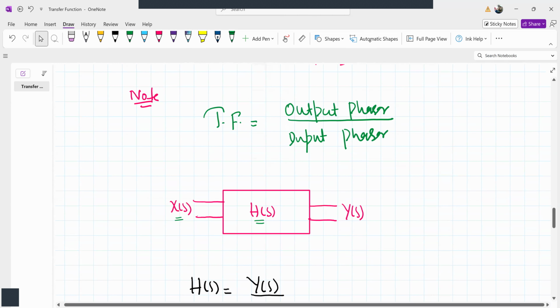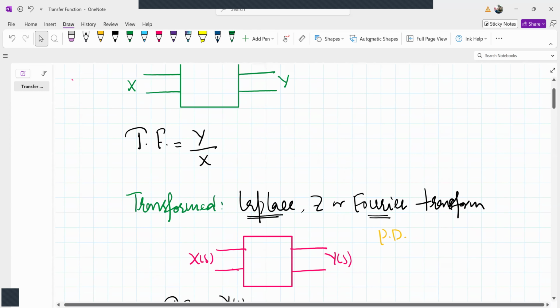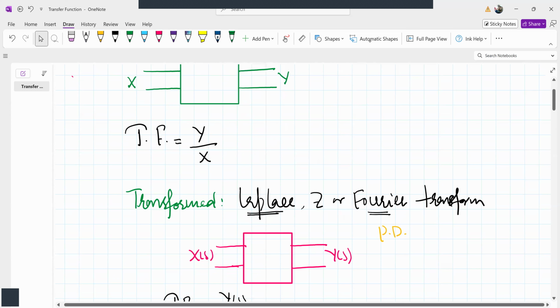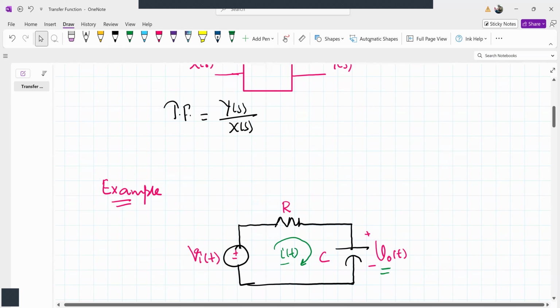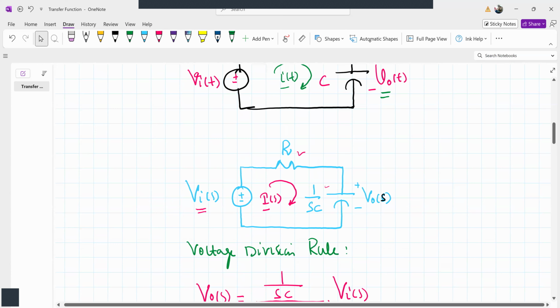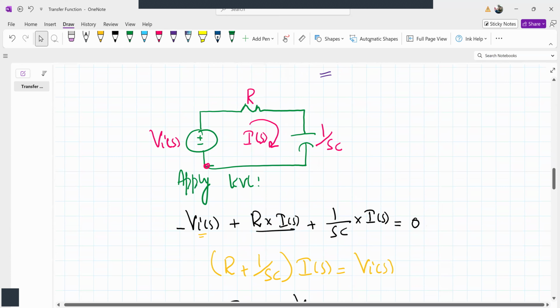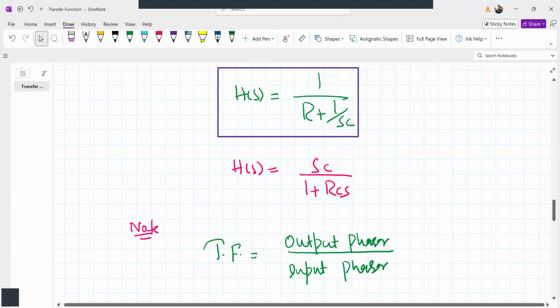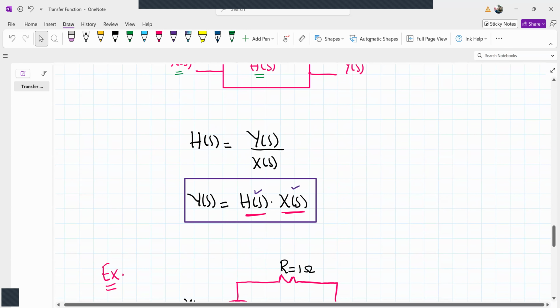In this session, we learned what the transfer function is. The transfer function is simply defined as output divided by input. If we know the transfer function of a network, we can determine the output for any given input. We learned how to determine the transfer function of networks with very simple examples. If the output or input changes, your transfer function will obviously change, like in the two examples we solved here. Then the output is simply the transfer function multiplied by the input.